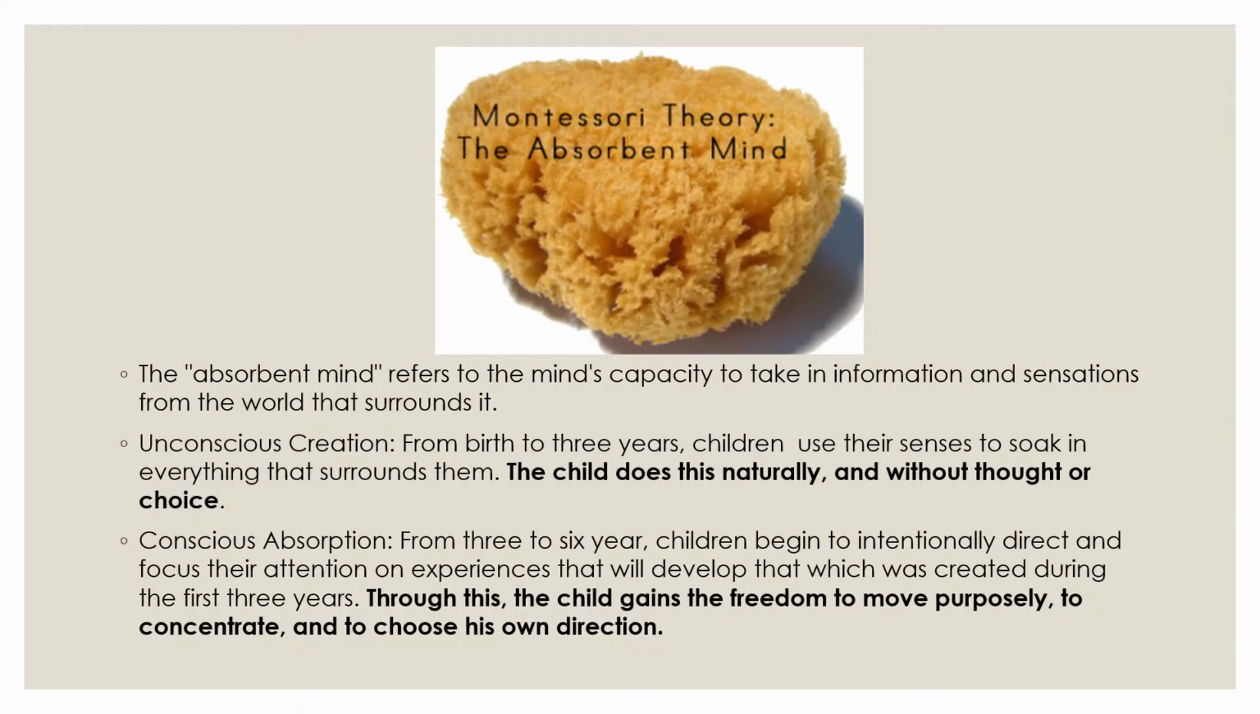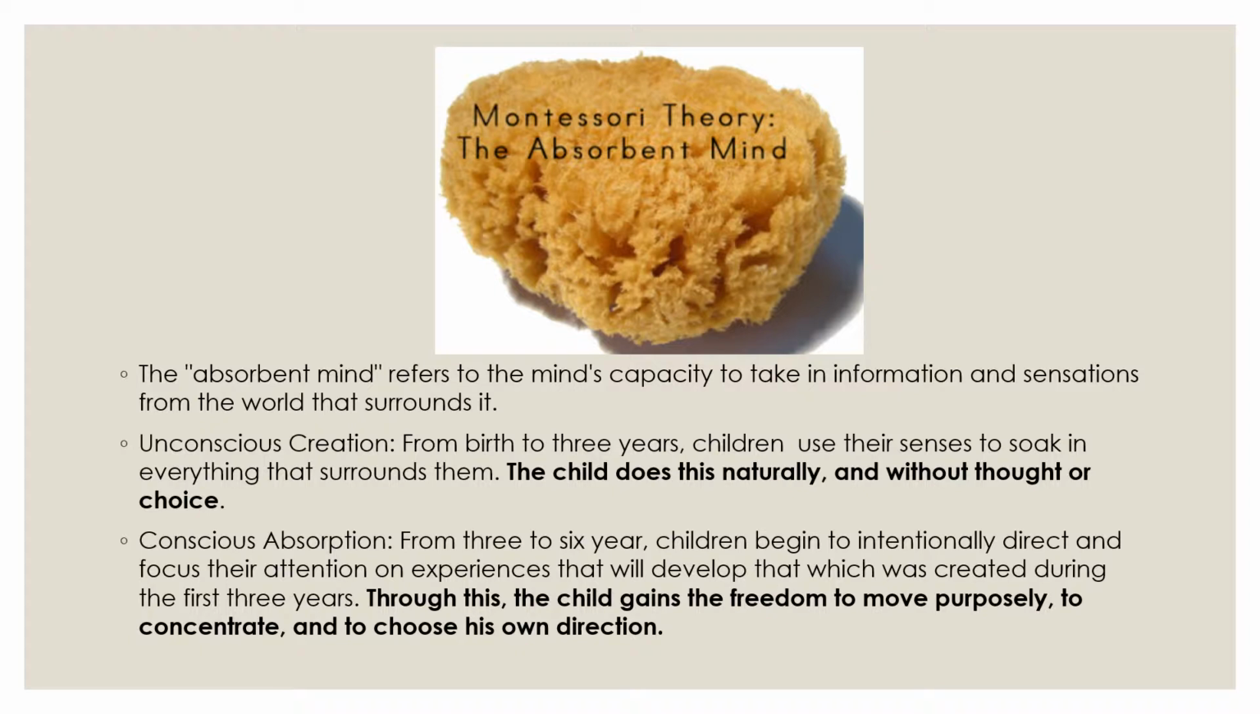The absorbent mind, we talked about this already, but it's better defined here for you. It refers to the mind's capacity to take in information and sensations from the world that surrounds it. So we're absorbing everything around us all the time. Infants especially are really absorbing just everything. That's broken down into two different components. We have the unconscious creation, which is the 0 to 3 age range. They're soaking in everything unconsciously. It happens naturally without thought or choice.